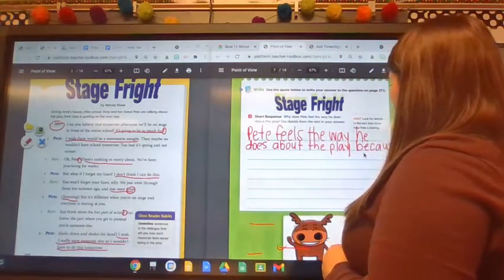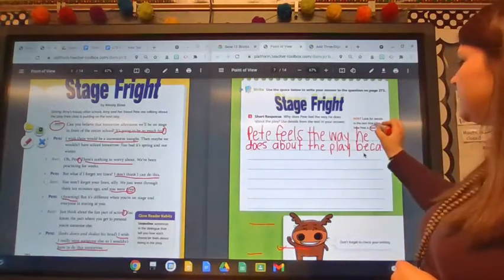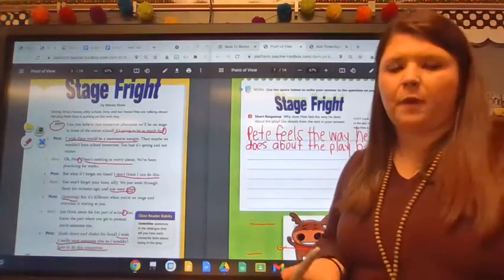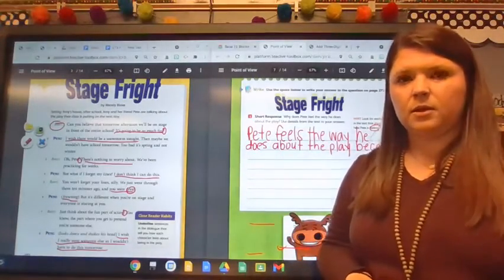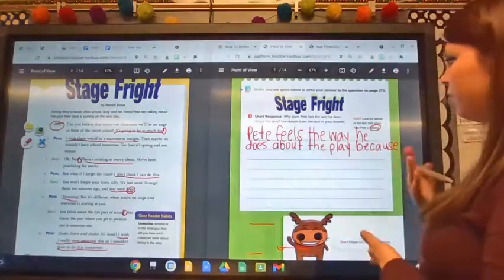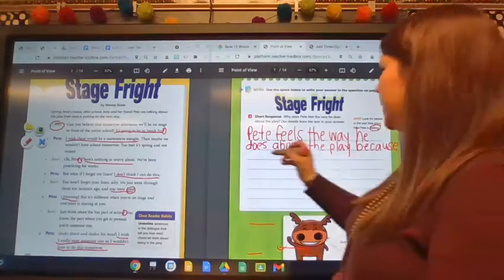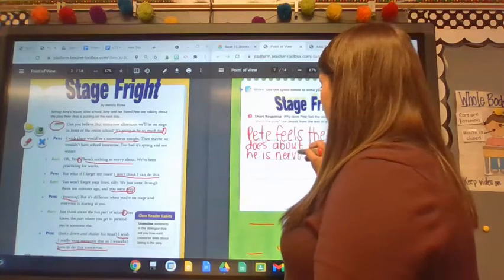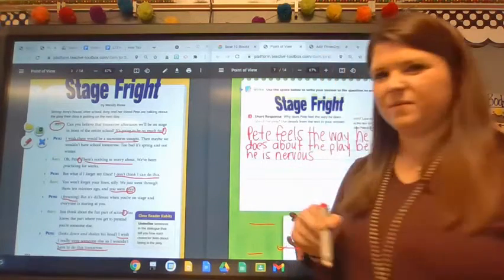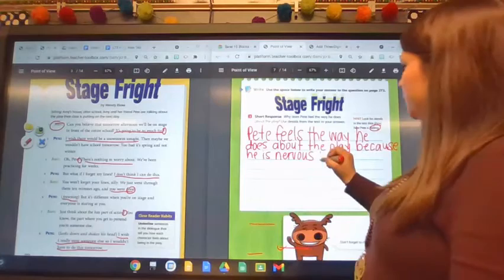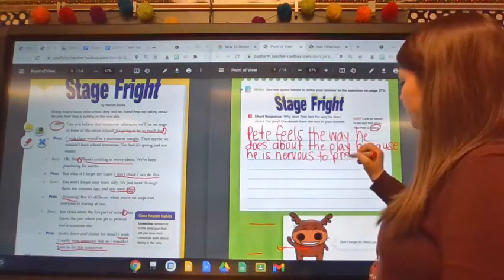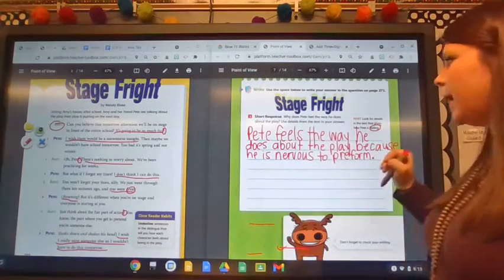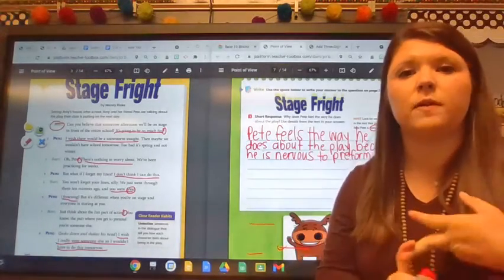All right, so this talks about his point of view. Remember those feelings, how he thinks or how he feels. What is Pete's point of view about the play? He's nervous, right? So Pete feels the way that he does about the play because he is nervous. What is he nervous to do? He's nervous to perform. All right, so we've now restated the question and we've answered the question.